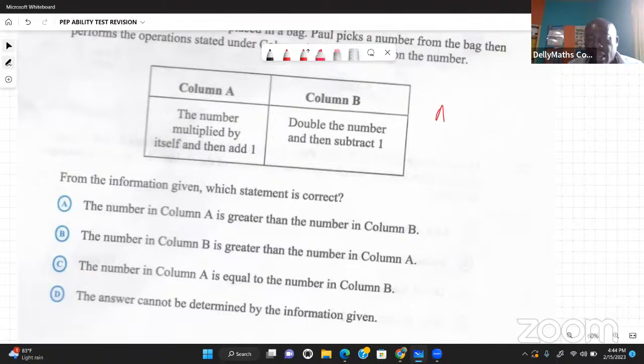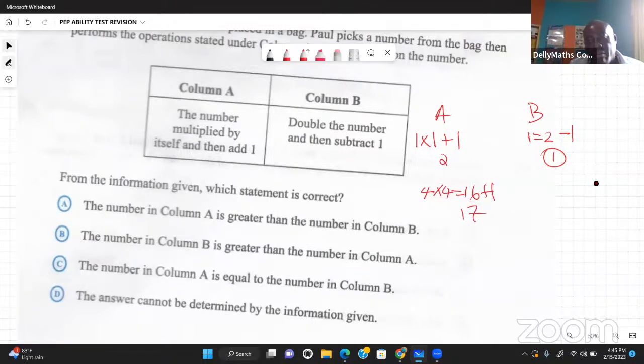So I would just say column A, column B, and I'm going to carry out, say you pick number 1. If I multiply number 1 by itself, that's 1, and then I add 1 more, I get 2. But if I double number 1 over here, I get 2, and then you take 1, I'm ending up with 1. So we can see something going on. Randomly, I'm going to pick another number. Let's say I pick 4. 4 multiplied by itself would give me 16, and if I add 1 more, I get 17.